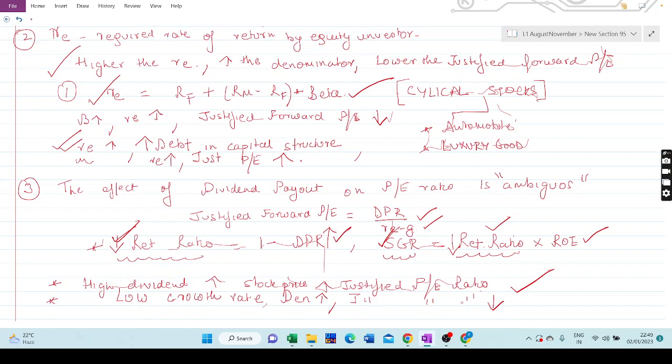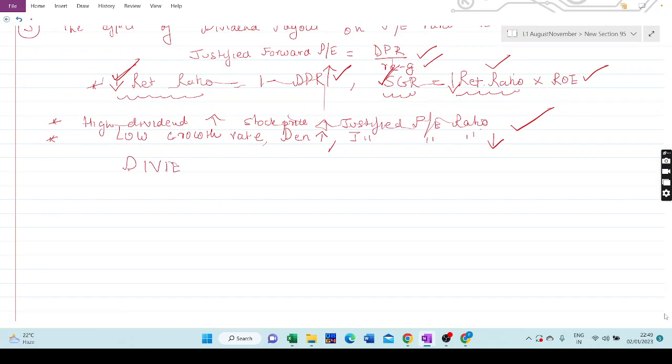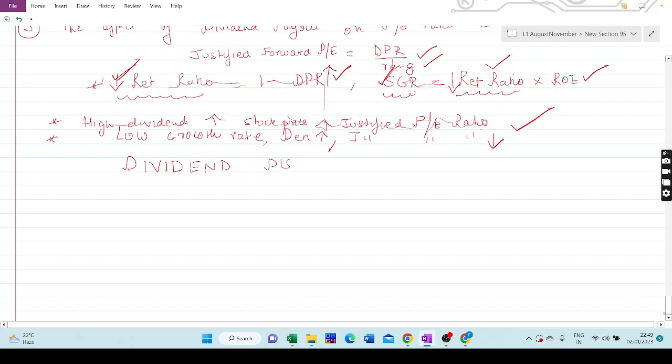And this effect of dividends on your justified P/E ratio is known as the dividend displacement of earnings. Please write this down. This ambiguous effect of dividends on justified P/E ratio is known as dividend displacement of earnings. Again, I am repeating.